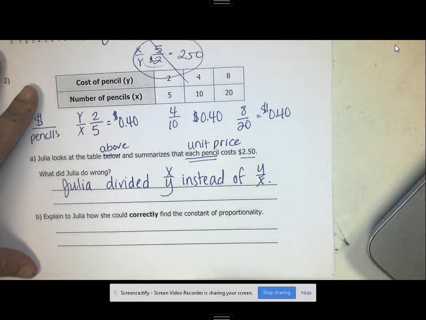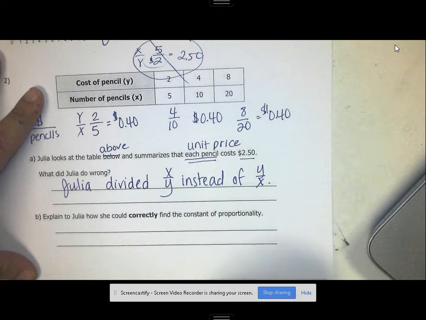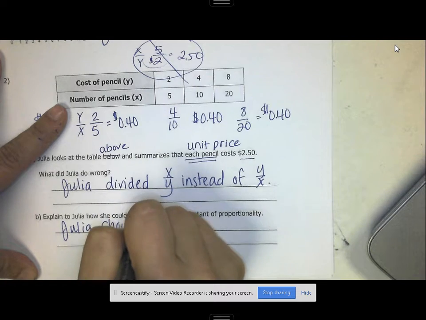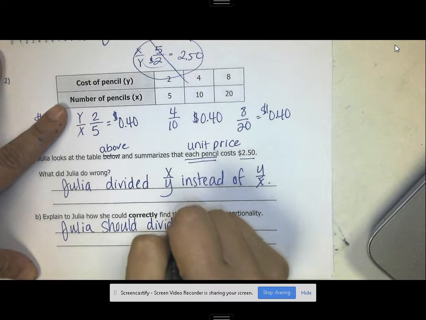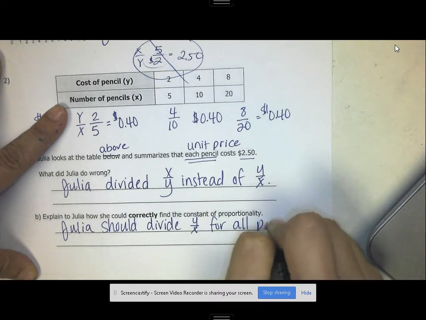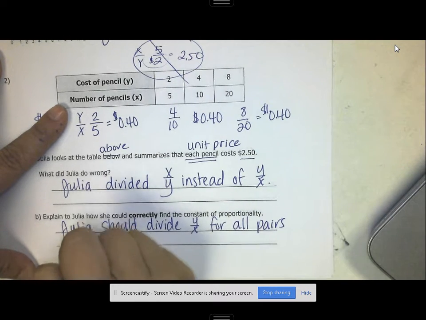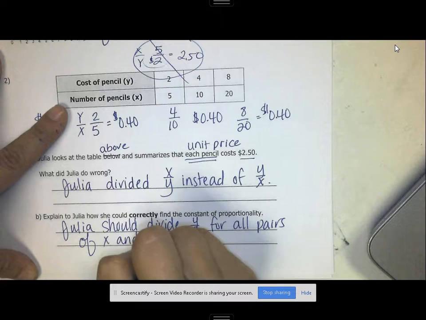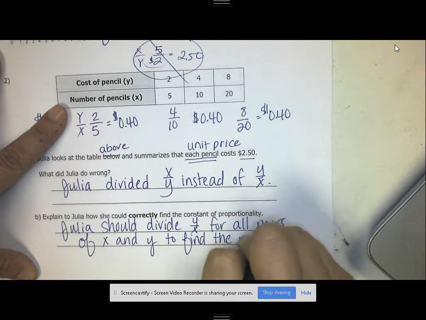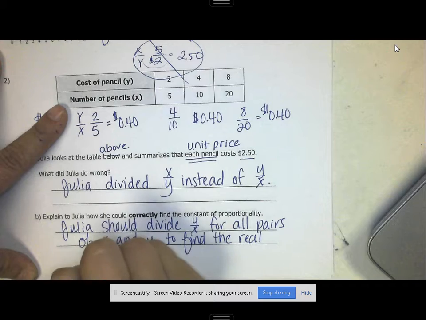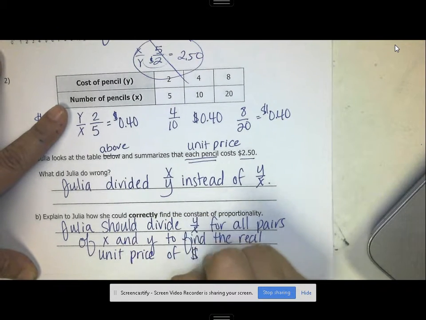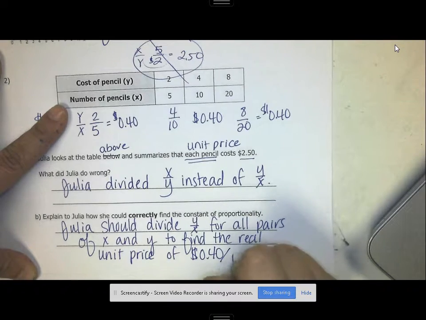Explain to Julia how she could correctly find the constant of proportionality. Julia should divide y by x for all pairs of x and y to find the real unit price of 40 cents per pencil.